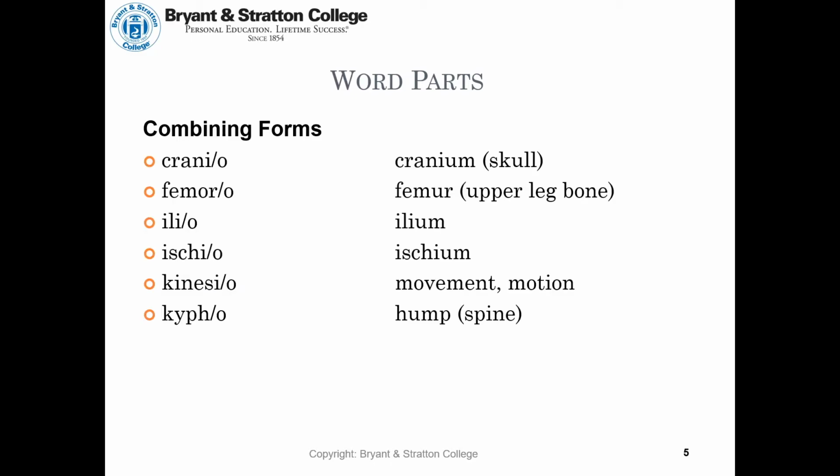Again, here, cranio is the skull. Femoro is femur. Ilio is the ilium. Ischio is the ischium. Now, the ilium and the ischium are, if you go back and look, the bones that make up what you would consider your pelvic bones, which is actually 3 fused bones. The ilium and the ischium are 2 of those 3, and the third being the pubis. Then kinesio is movement. So if we say kinesiology, that's the study of movement.